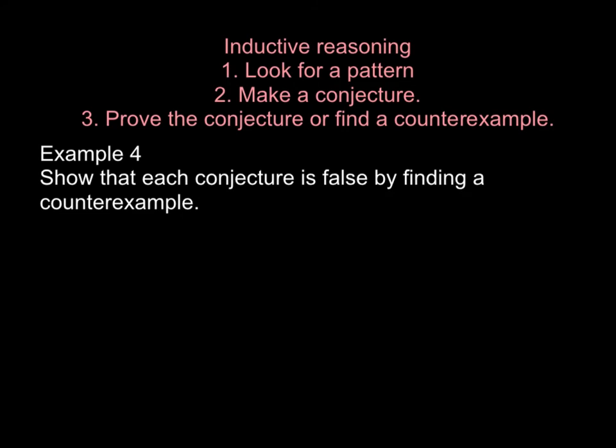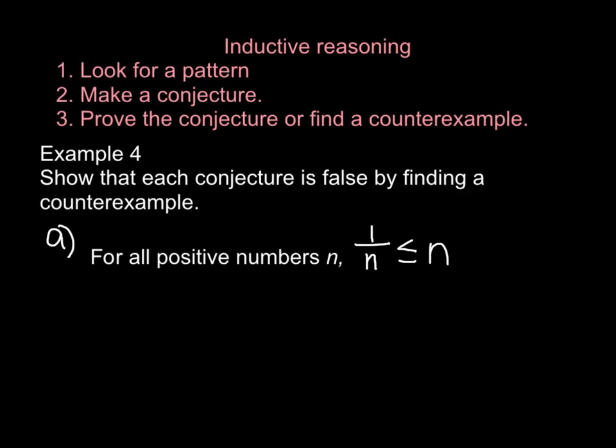Example 4, this is our last one. Show that each conjecture is false by finding a counterexample. So for all positive numbers n, 1 divided by n is less than or equal to n. All you have to do is substitute values in for n to see if the conjecture holds true. If you start picking things and it's always true, then maybe the conjecture is always true. All it takes is one thing that makes it false, then the entire conjecture is false. So let's just start picking numbers.